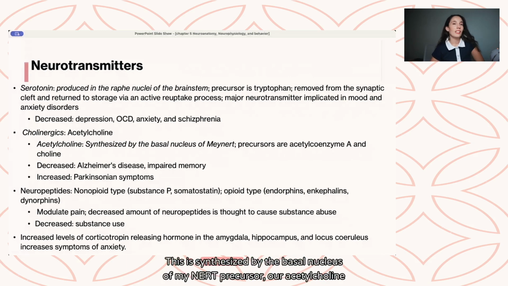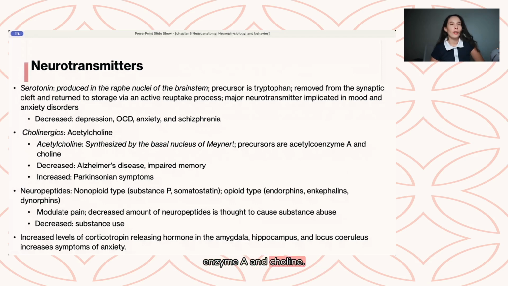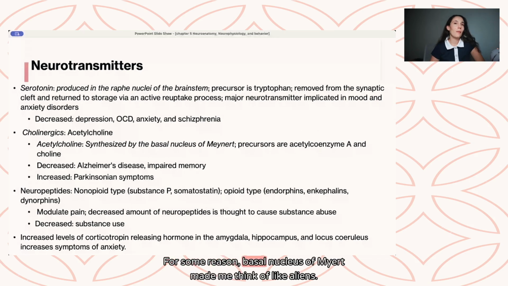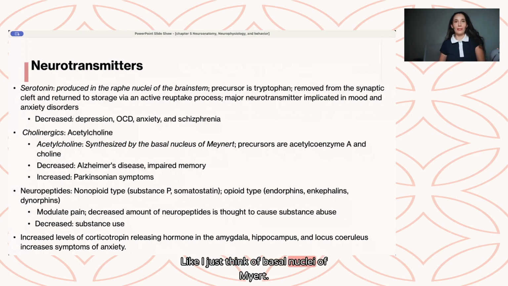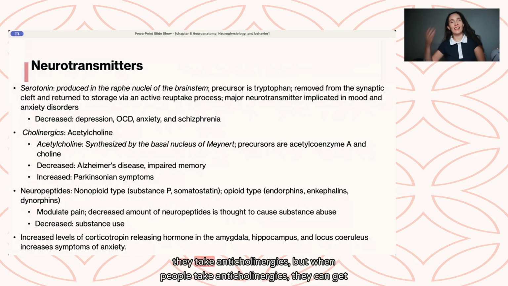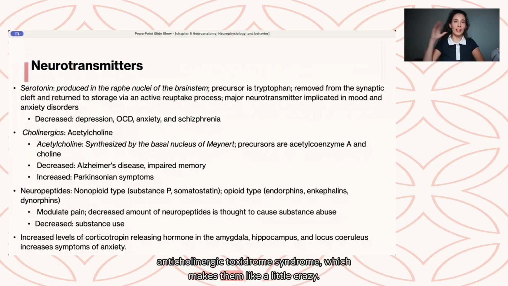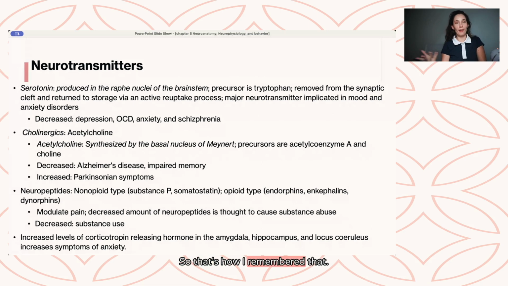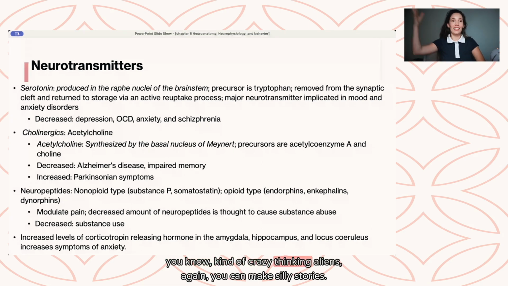Cholinergic, acetylcholine. This is synthesized by the basal nucleus of Meynert. Precursors are acetyl coenzyme A and choline. So how I remembered this one is, for some reason, basal nucleus of Meynert made me think of aliens. It sounds like some planet in outer space. And then I remembered that when people take anticholinergics, they can get anticholinergic toxidrome, which makes them a little crazy. So that's how I remembered that. Kind of crazy, thinking aliens.